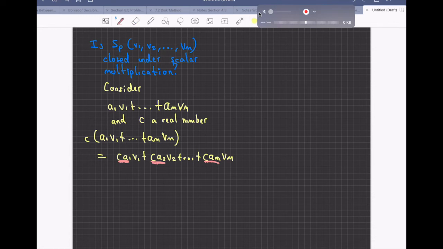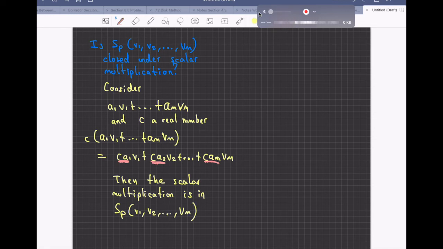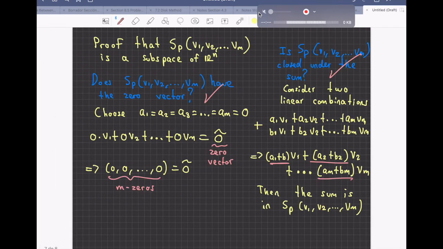Then the scalar multiplication is in SP. So this proves that the three properties are true. What can we conclude? That the span of any amount of vectors from Rn is a subspace. So it's a vector space, always. Is that okay?